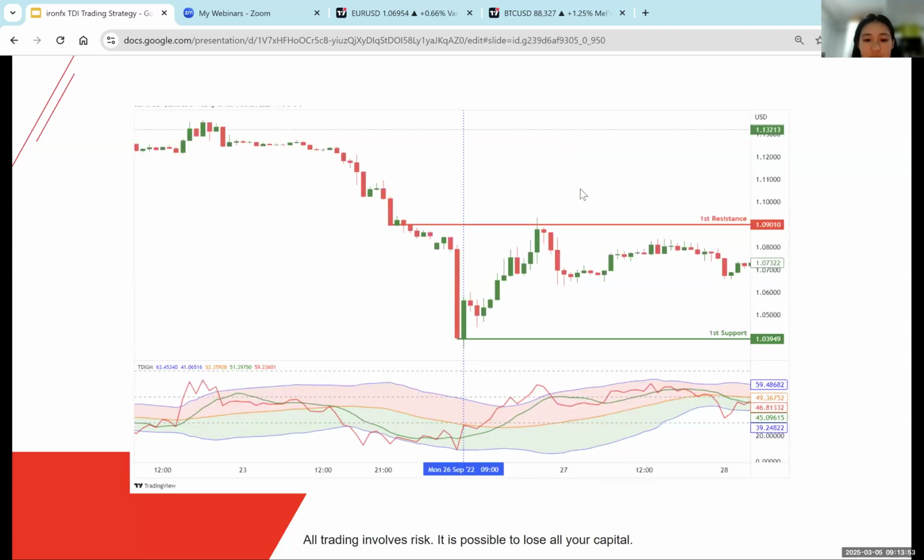Okay, here's another example. Here we have a first resistance that's highlighted in line with an overlap again, so a swing high and a swing low, and the first support that's in line with a swing low. Here we see the orange line being crossed by the red signal line, and we see price subsequently shoot upwards.